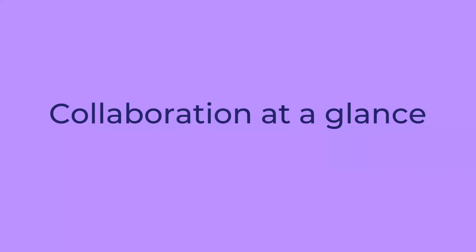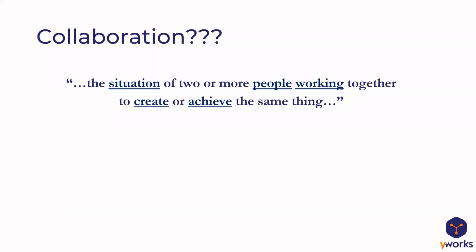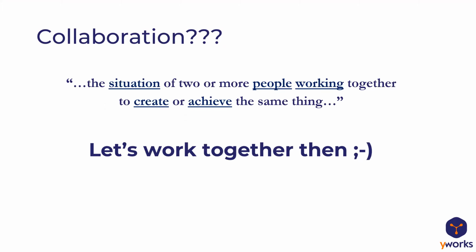So first, let's take a look at collaboration in general. What are we talking about and what are we trying to achieve here? So what does the dictionary have to say about collaboration? Well, it's the situation of two or more people working together to create or achieve the same thing. I think that is from the Cambridge Dictionary. And well, in general, this just means let's work together, because that is all the collaboration is about.